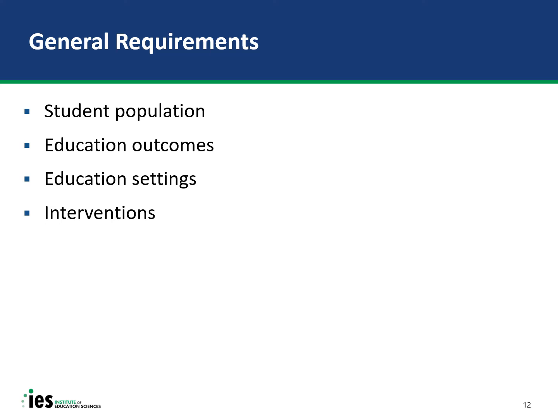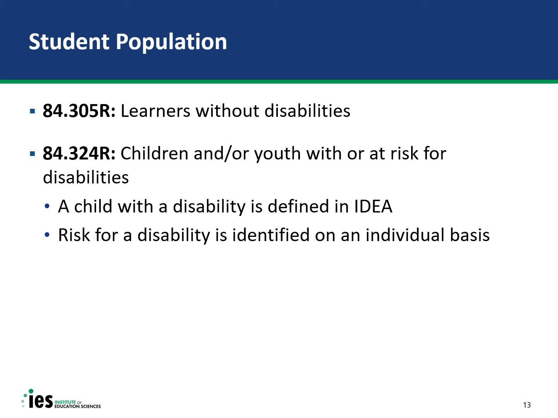Let's now talk about the general requirements. You must address these in order for your application to be sent forward for peer review. Applicants to 84.305R must focus on learners without disabilities, whereas applicants to 84.324R must focus on children and/or youth with or at risk for disabilities.